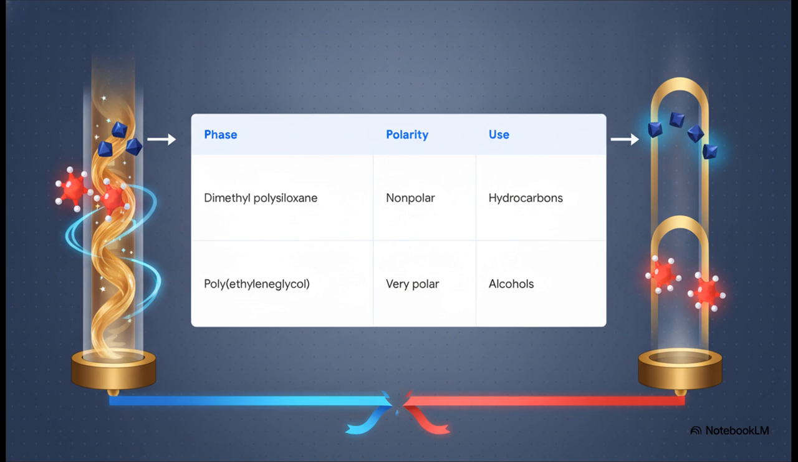See, the inside of the column is coated with a liquid stationary phase, and the golden rule in chemistry applies here. Like dissolves like. If you're using a nonpolar stationary phase, like a 100% dimethyl polysiloxane, well, that's great for separating nonpolar hydrocarbons.